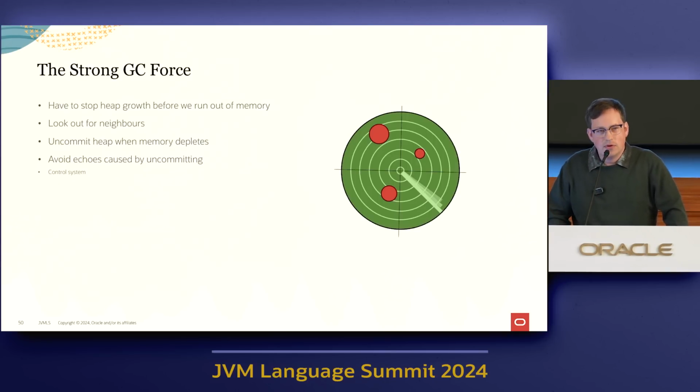As I mentioned, one of the things we need to do is also look out for neighbors here. I don't know if you usually use a radar for looking at your neighbors, but you don't want to collide with them. And we also want to uncommit memory when the memory is depleting. So we're actually monitoring how much memory is left on the system and act accordingly. But the uncommitting itself might also have echo effects where we uncommit memory and then that leads us to think we can use more memory and then it goes back and forth. But we have a control system that keeps this pretty stable.